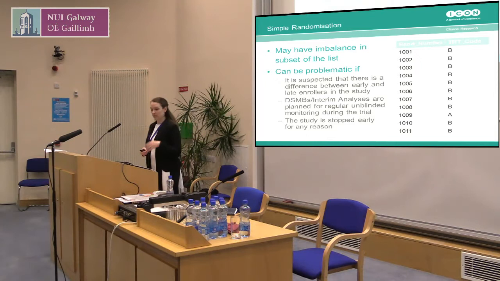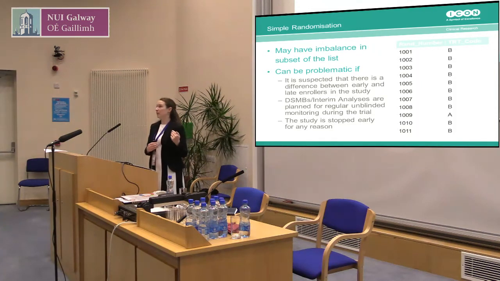Another problematic version of the simple randomisation list is if there are DSMBs or interim analyses planned, or if the study is stopped for any reason. You could find yourself with an imbalance on the first subset of the list. If you continued enrolment, it would eventually be corrected. But if you're looking at an earlier time point, you won't have that balance, and that may make it difficult to perform the comparison between the groups.